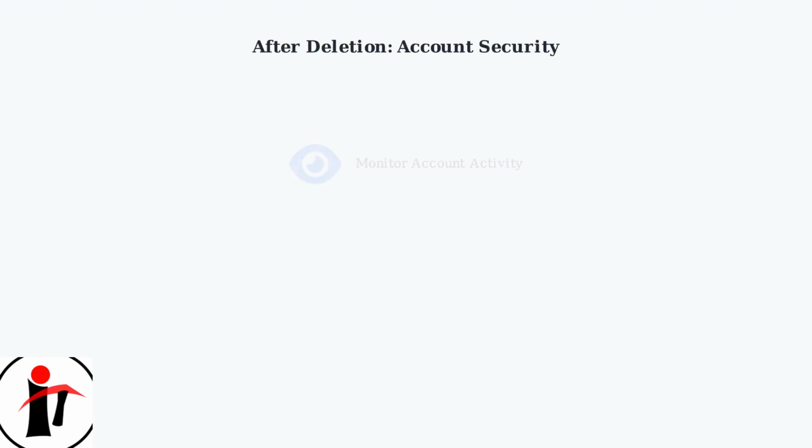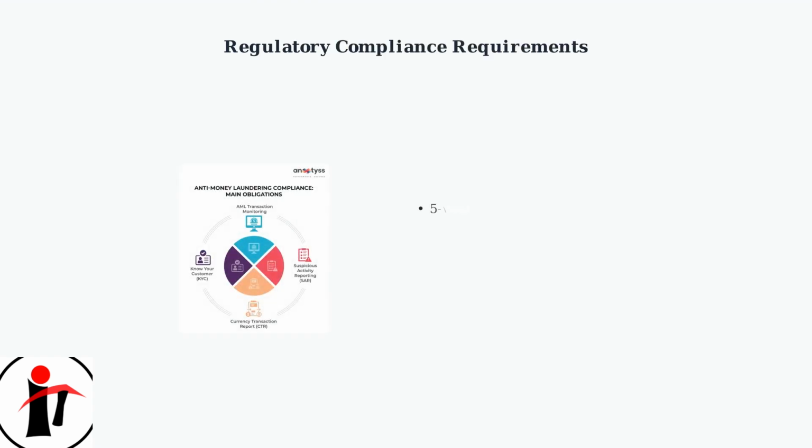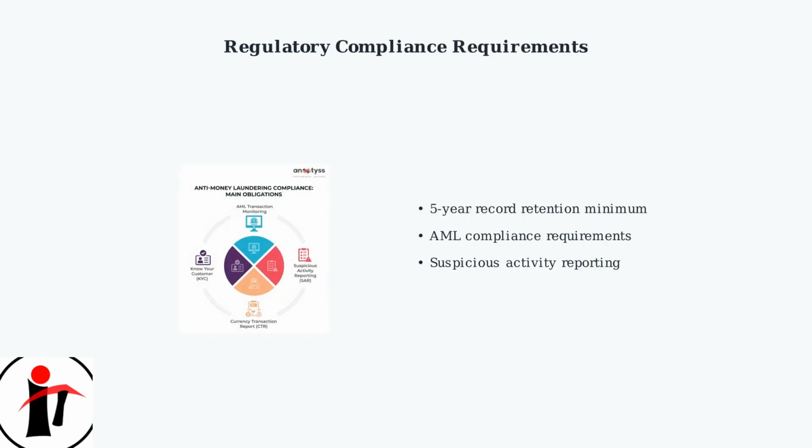After deleting recipients, monitor your account for unauthorized access and consider updating your password. This additional security step helps protect against potential account compromise. Financial institutions must balance user privacy with anti-money laundering requirements. MoneyGram maintains transaction records for a minimum of 5 years to comply with regulatory obligations.